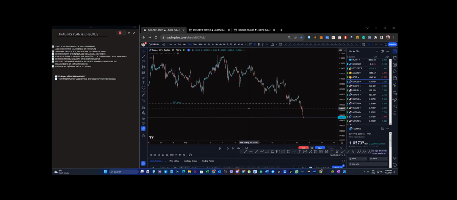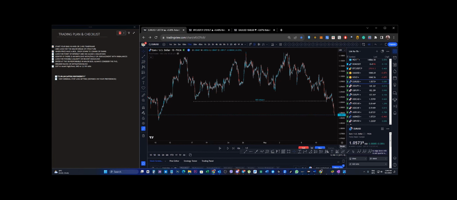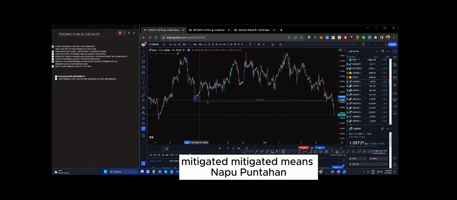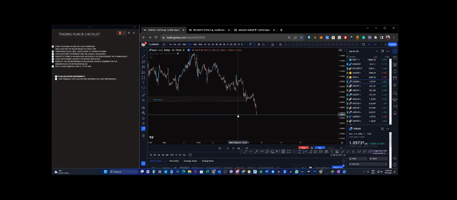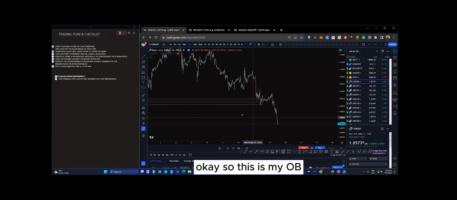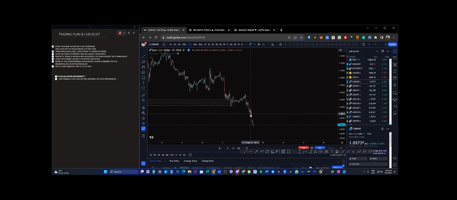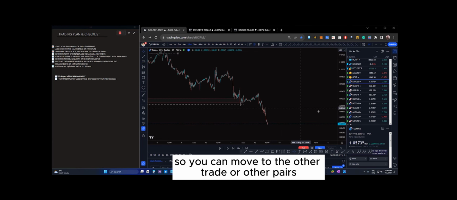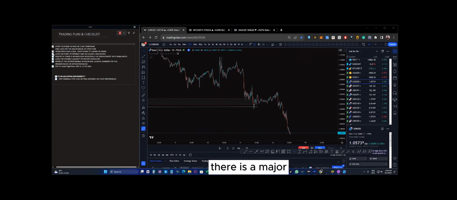This is the OB, or the OB here, no, na hindi pa mitigated. Mitigated means napupuntahan. Price didn't go there. I think this is mitigated once. Okay, so this is my OB. So for me, for example, oh, this is a quite confusing major breakup structure. So you can move to the other trade or other pairs.